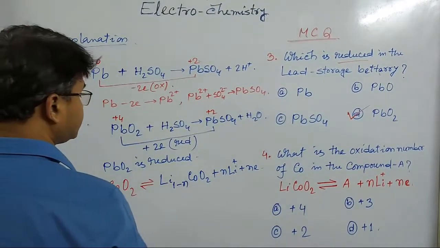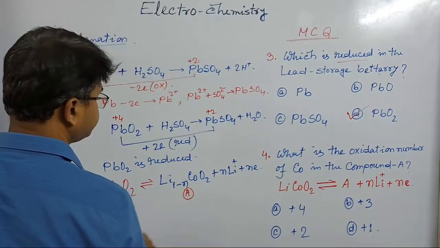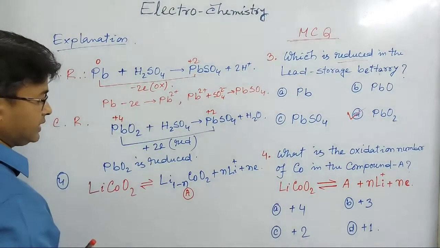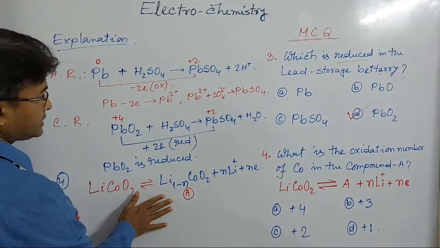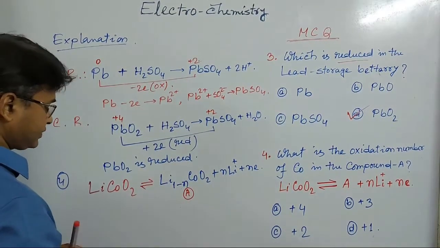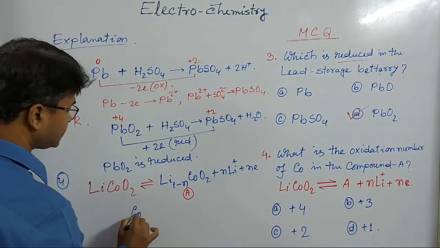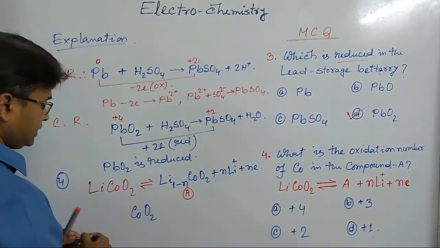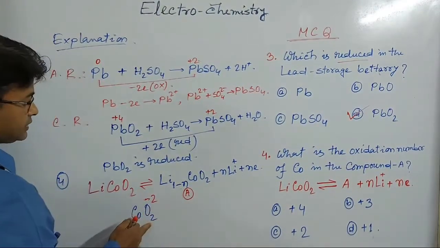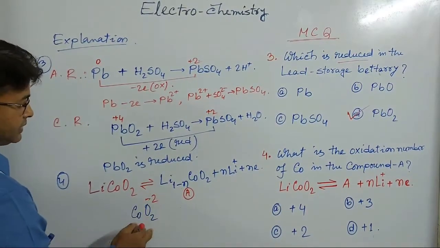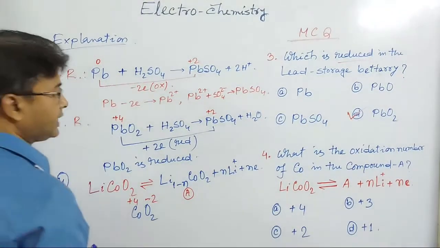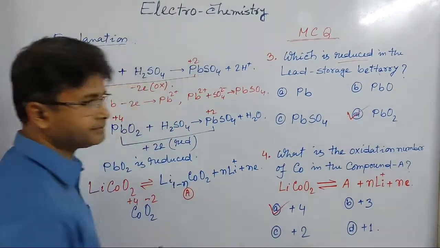And actually dear students, in the compound A, lithium exists within the compound as non-bonding. That's why the oxidation number of lithium is not considered here. So I have to consider here the oxidation number of cobalt and oxygen, and the oxidation number of oxygen is minus 2, you know that, so minus 2 into 2 is equal to minus 4. So the oxidation number of cobalt is plus 4. That's why the right choice is A.